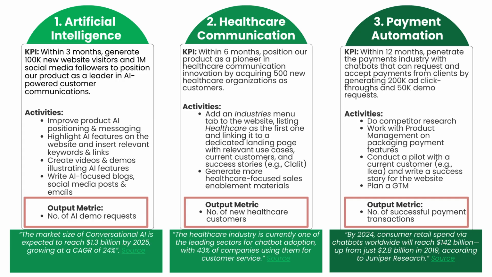For example, you could track total purchases and add click throughs and define it like this. Within 3 months, generate 100K new website visitors and 1 million social media followers to position our product as a leader in AI powered customer communications. Then define the associated activities you should take and the output metrics you should follow, which are the means of achieving those KPIs.